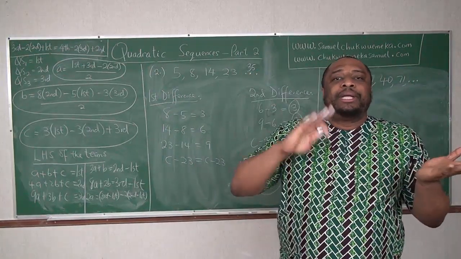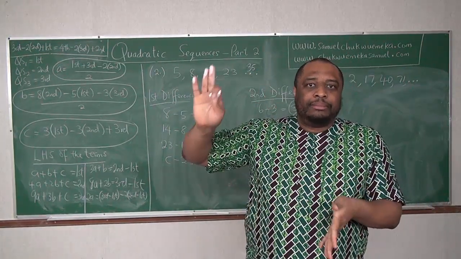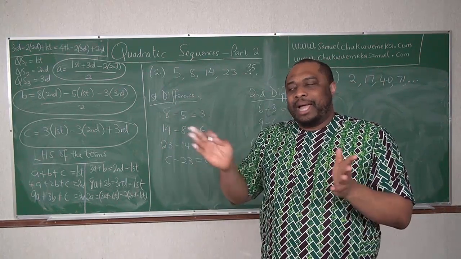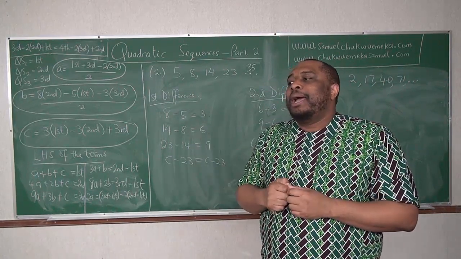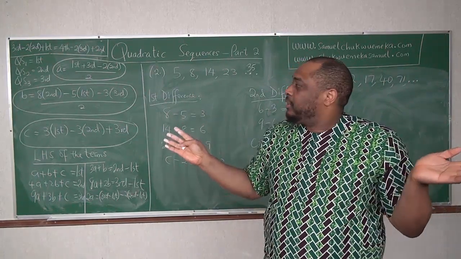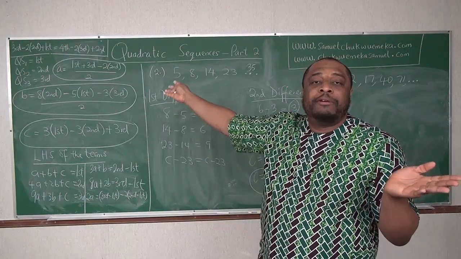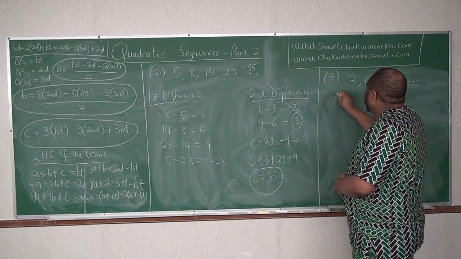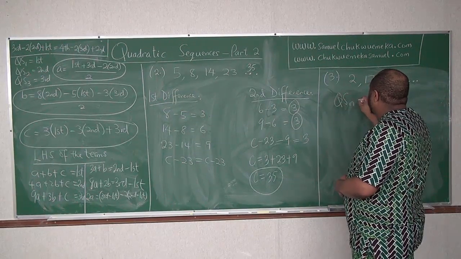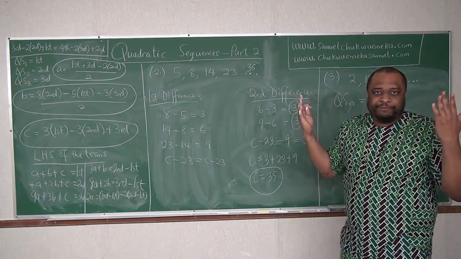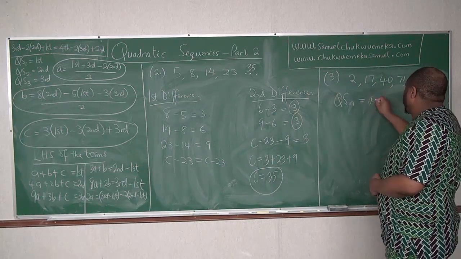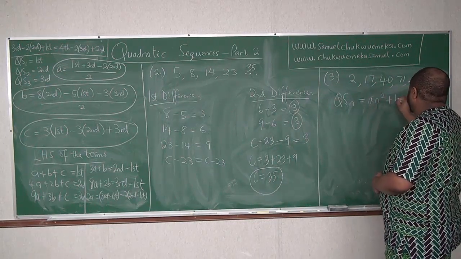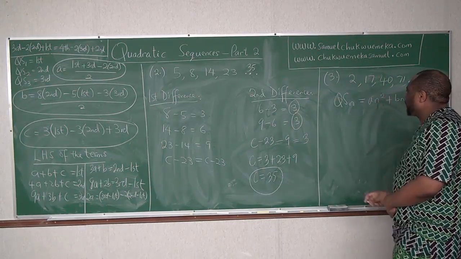So we shall do it step by step. I call that first method. And then we shall do it second method, formula method. So we have that QS subscript n, that is what I call it. That's my preference: an squared plus bn plus c.